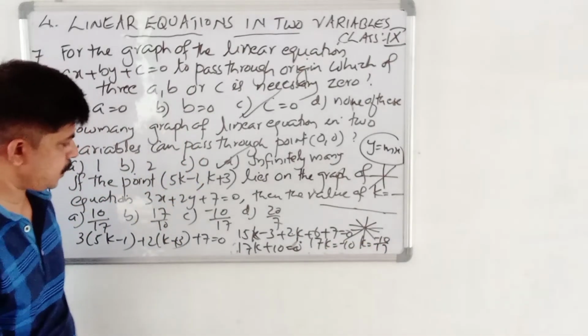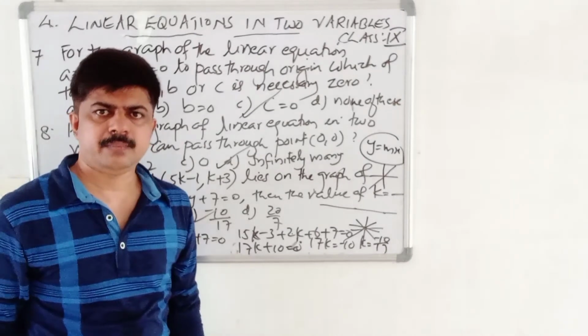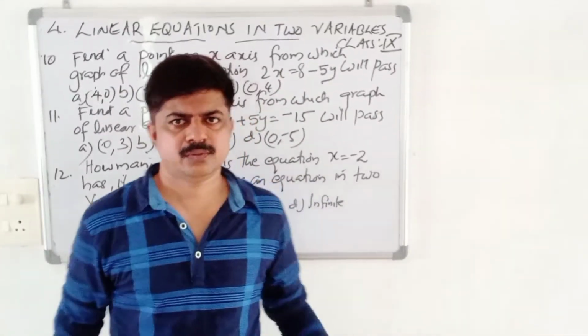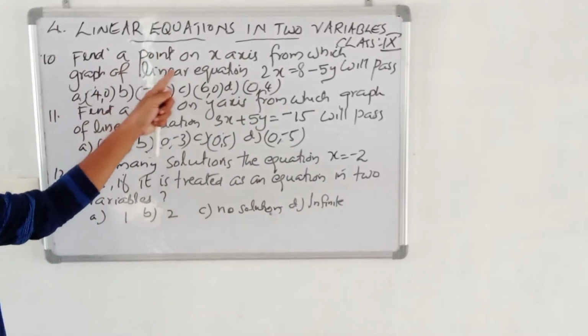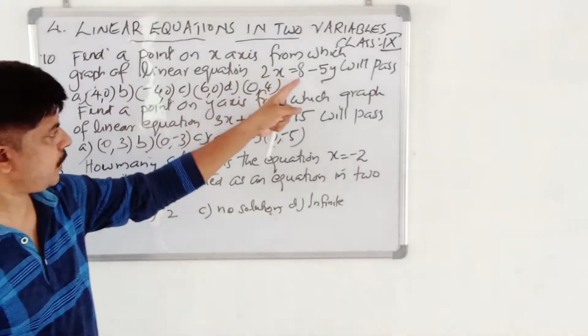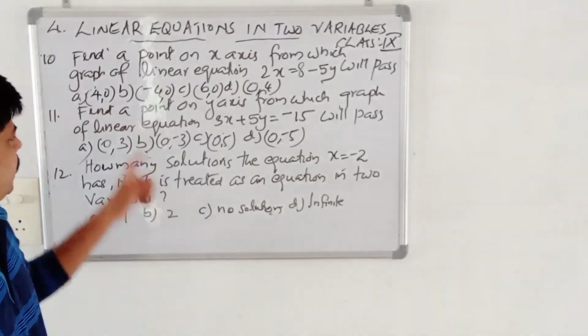Therefore, our answer is option C. Negative 10 by 17 is the right answer. Okay. Moving to the next question. Find a point on x-axis from which graph of linear equation 2x equal to 8 minus 5y will pass through.